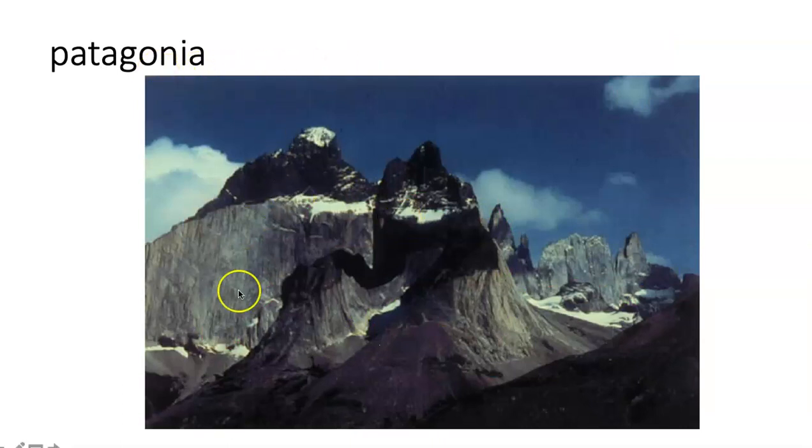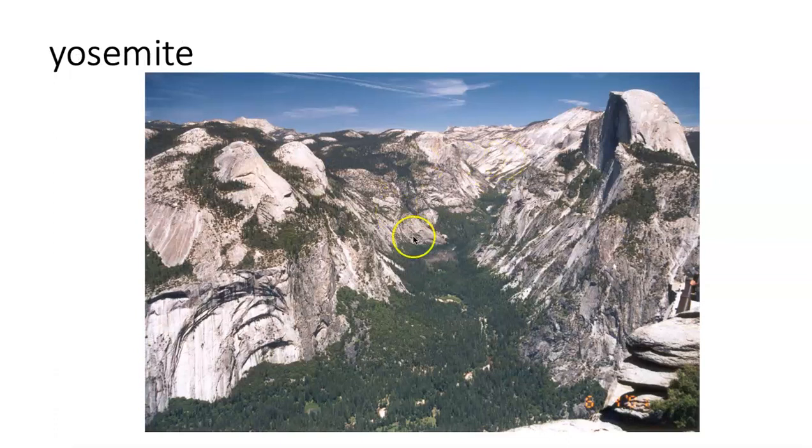Patagonia in South America formed this way. Beautiful sculpted mountains here made out of plutonic rock. Yosemite here in California formed the same way. The beautiful granite you see on either side of Yosemite Valley both formed in a subduction zone.